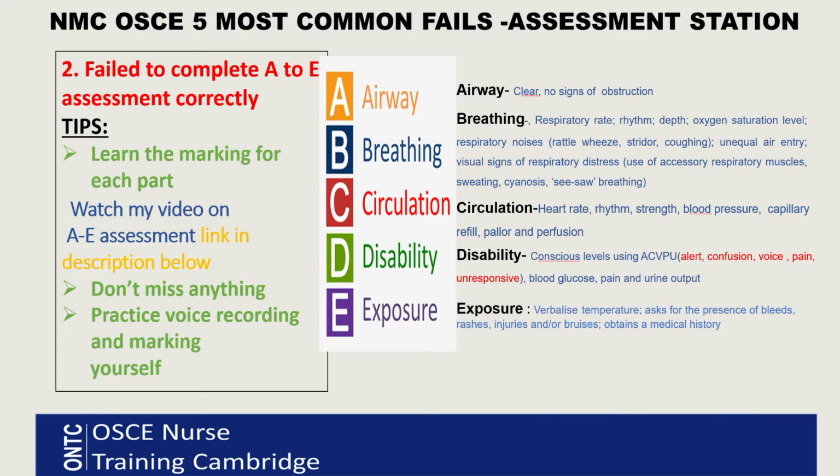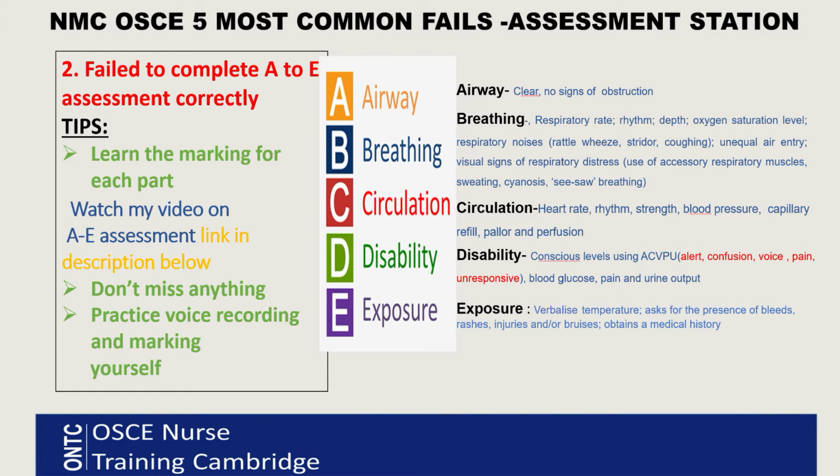Next one is number 2, failing to complete the A to E assessment correctly. You have to do the A to E assessment as part of your assessment station. It doesn't matter whether you are in a community scenario, neuro scenario or hospital patient scenario, you still have to complete the full A to E assessment, because vitals don't give you the whole story of our patient's clinical condition. So we do the vitals, but we need to look at the A to E as well, which is airway, breathing, circulation, disability and exposure.